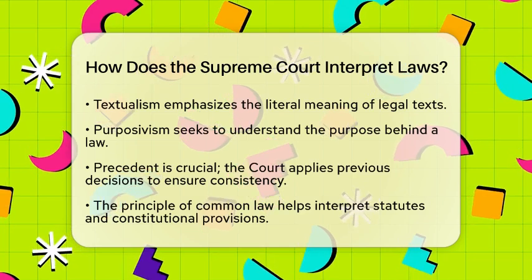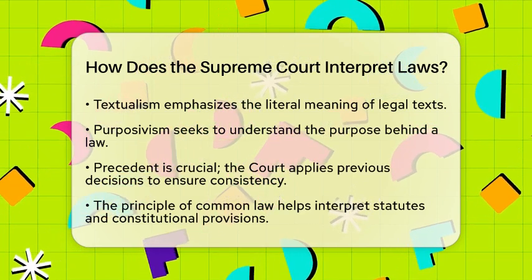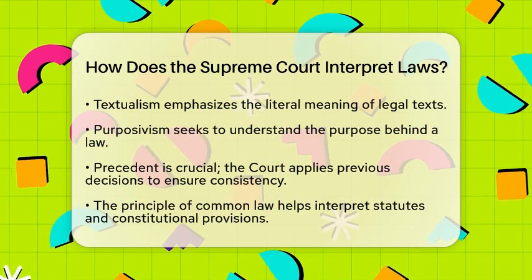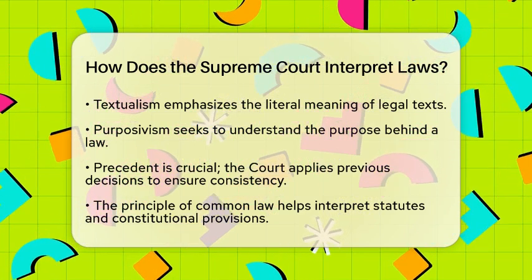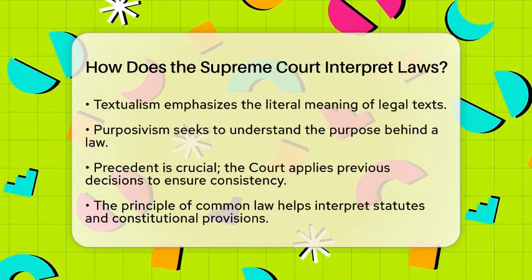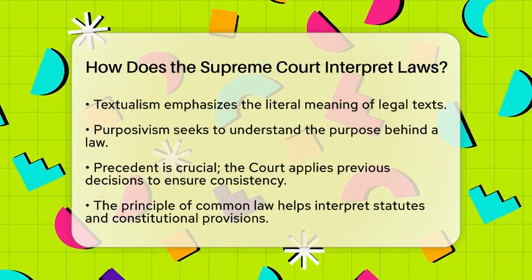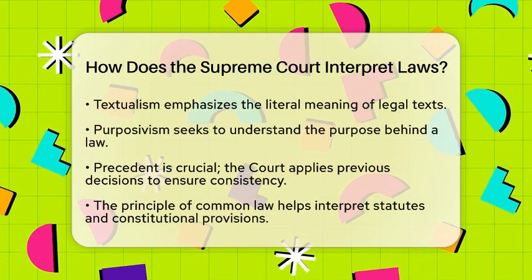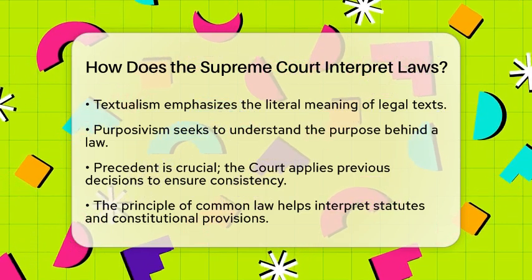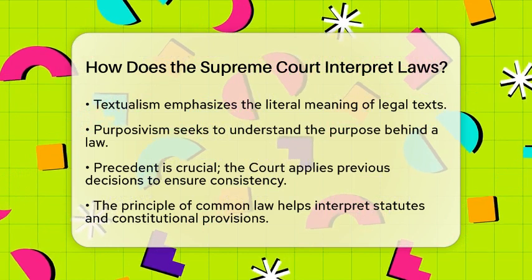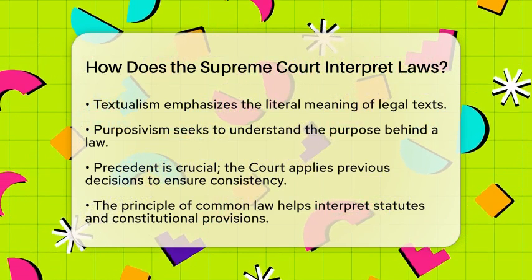Another critical aspect is the reliance on precedent. The court often applies previous decisions to similar cases, ensuring consistency in the law. This principle helps maintain predictability for individuals and institutions alike. Common law principles also come into play, as the court interprets statutes and constitutional provisions by considering past judicial decisions.